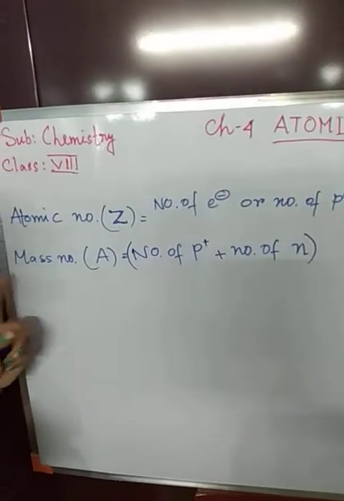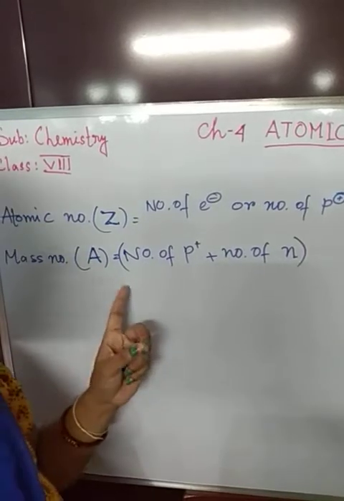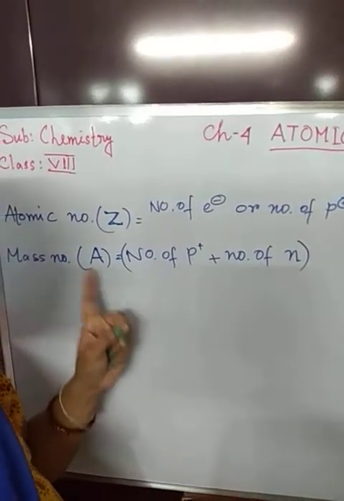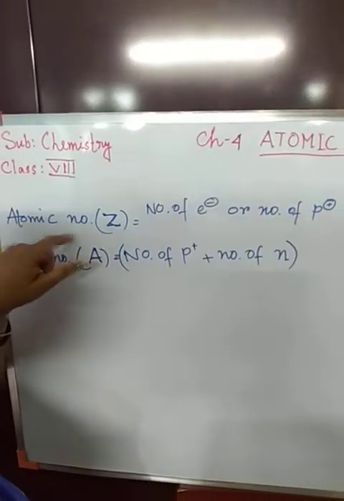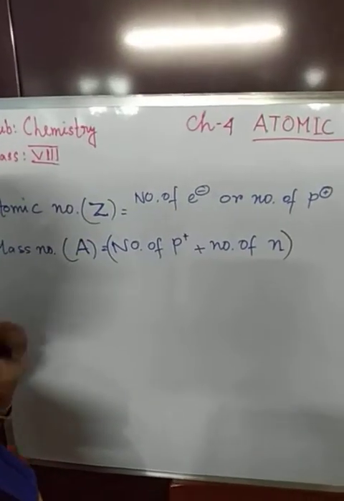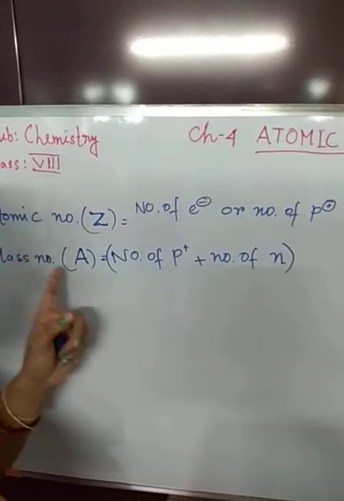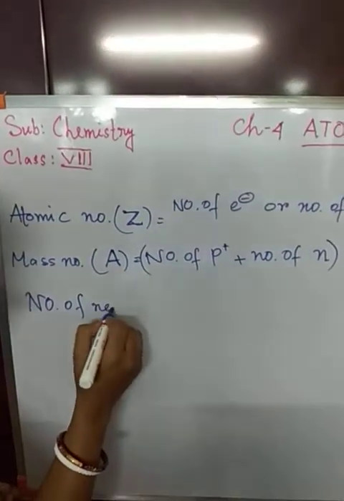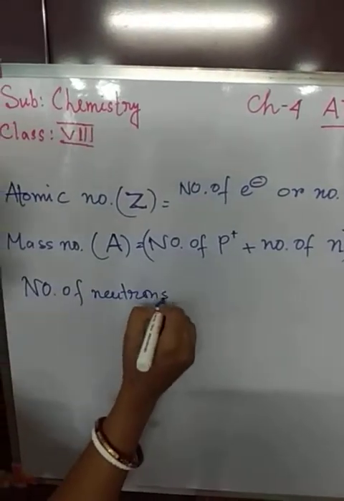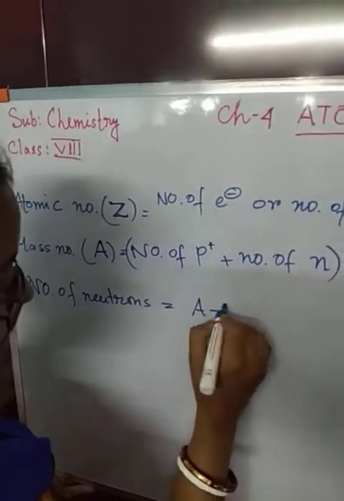And what is mass number? Mass number is denoted by capital A. It is the total number of protons and neutrons present in an atom. Now from this, if we know the atomic number and the mass number, we can calculate the number of neutrons. So mass number is the total number of protons and neutrons, so from this we can calculate the number of neutrons present in an atom. So this is equal to A minus Z.